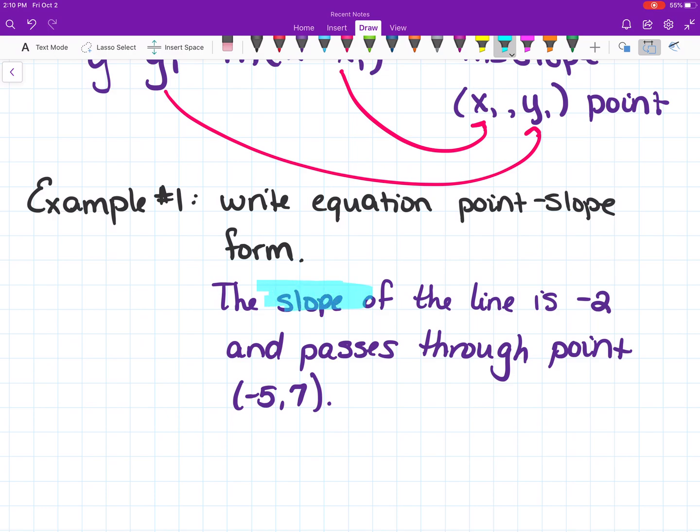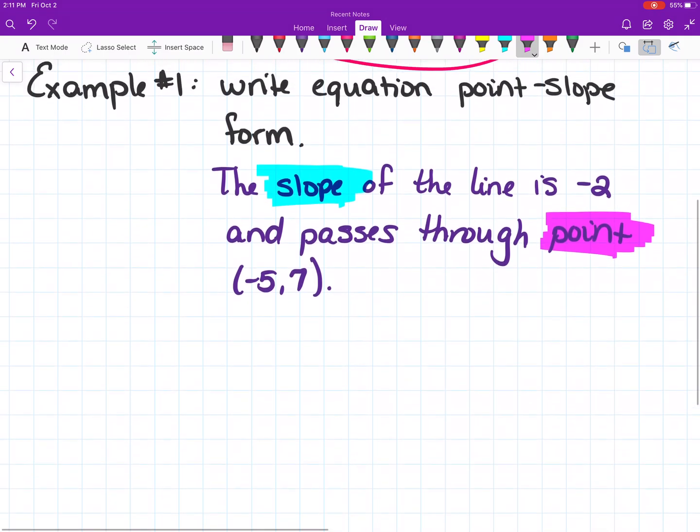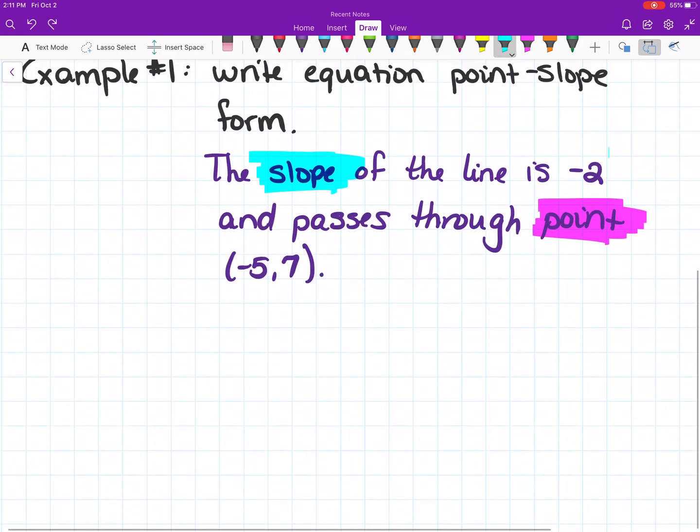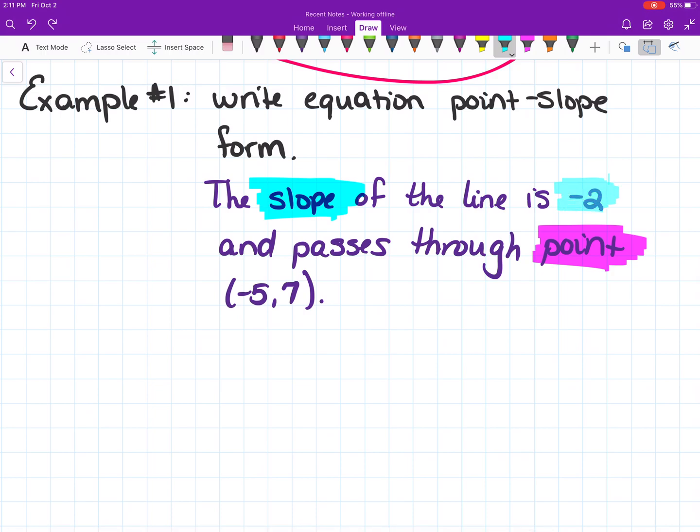Slope and point. And that's what we need to write point slope form. Okay? So the slope is -2. The slope is -2. And the point? (-5, 7). We have everything we need. We just need to put it into our equation.